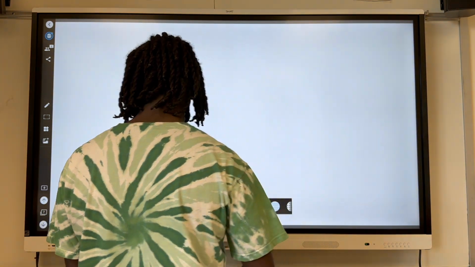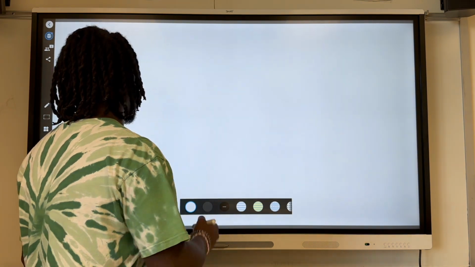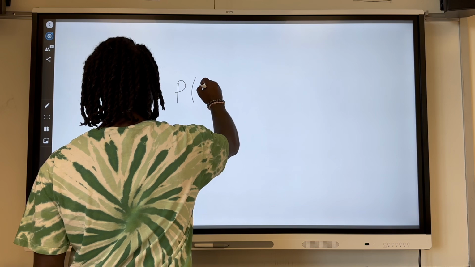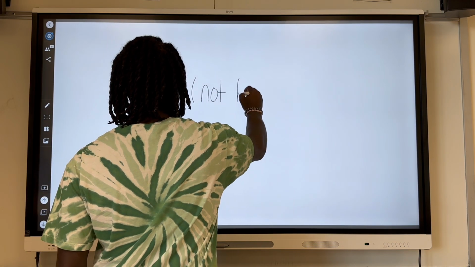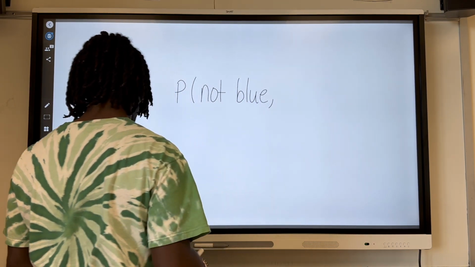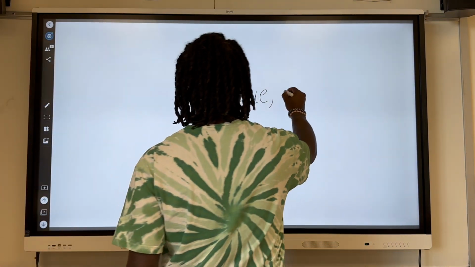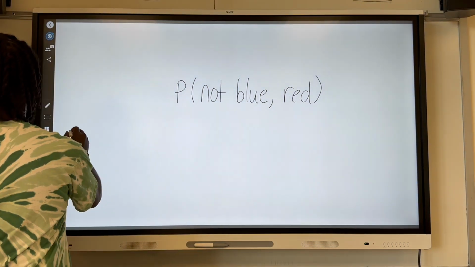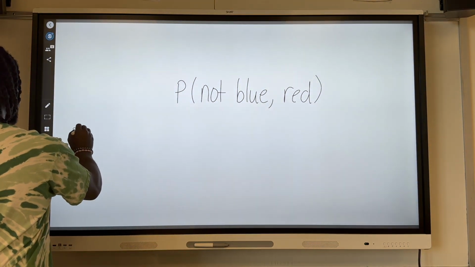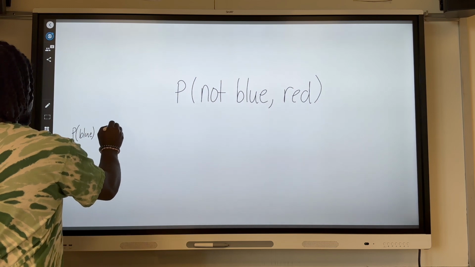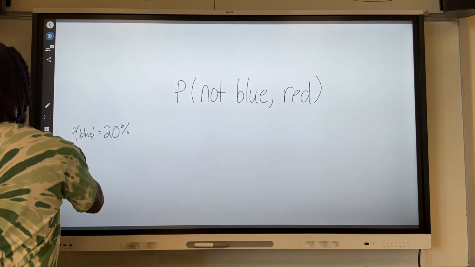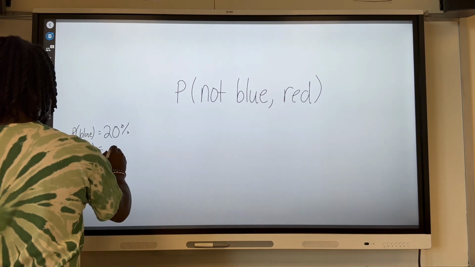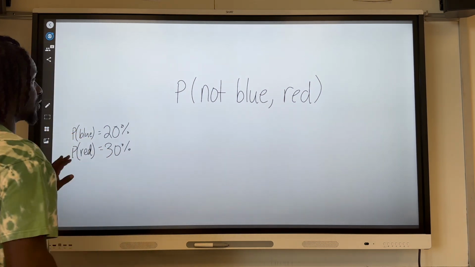Question number 16. It asks what's the probability of selecting a card that is not blue, replacing it, and then getting a card that is red? Okay. So the problem tells us that the probability of getting a blue one is 20%. Then it tells us that the probability of getting a red one is 30%. So that's what it gives us.